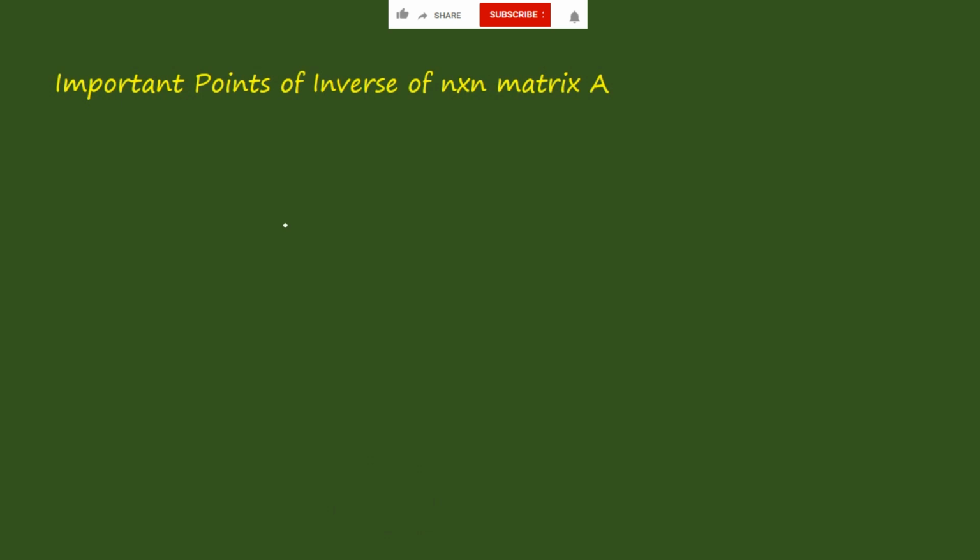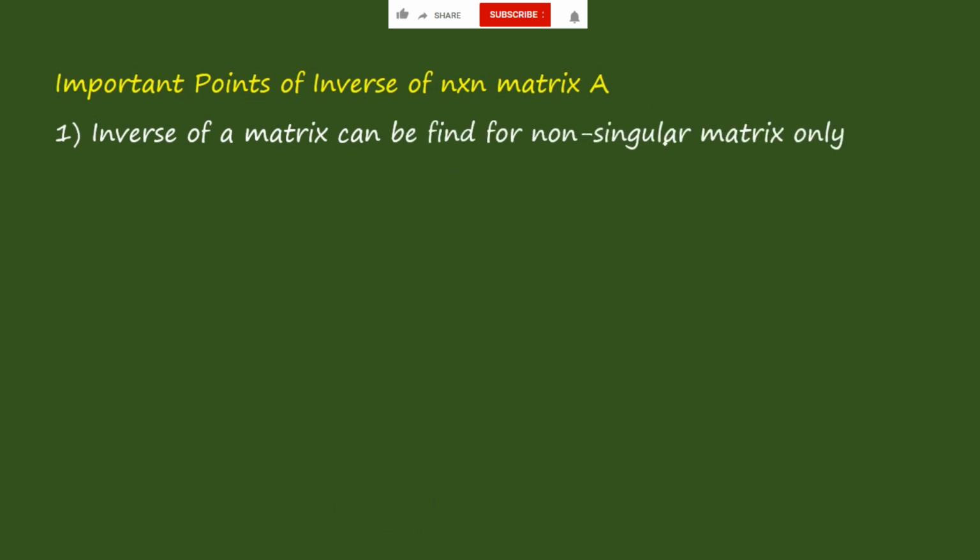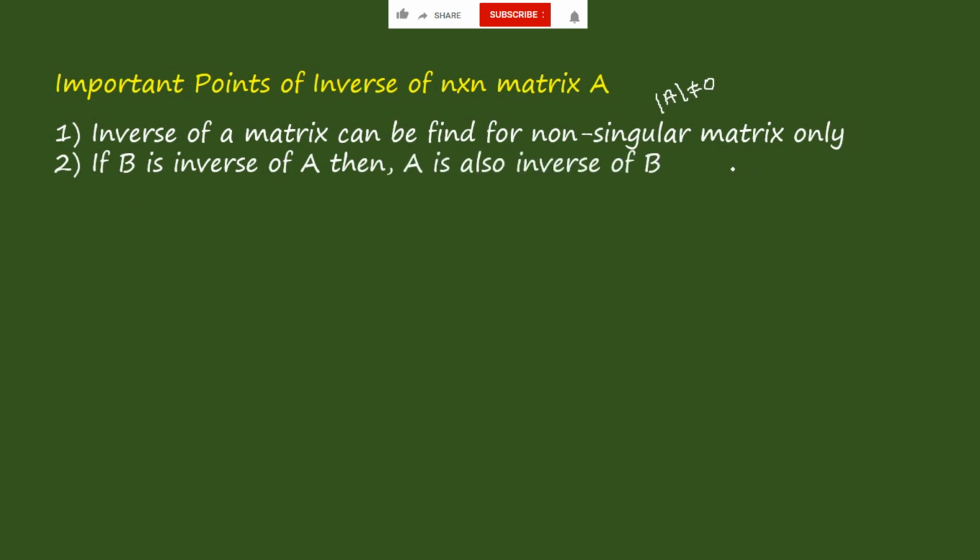Now come to the important points of inverse of a matrix. The first one is nothing but the inverse of a matrix can be found for a non-singular matrix only. What is a non-singular matrix? It is when the determinant of matrix A is not equal to 0. Right? Come to the second point. If B is the inverse of A, then A is also the inverse of B. What it is saying is that if A inverse is equal to B, then A is equal to B inverse.